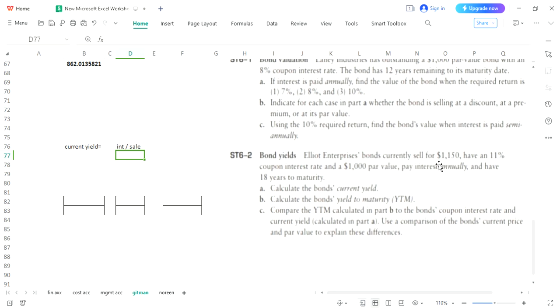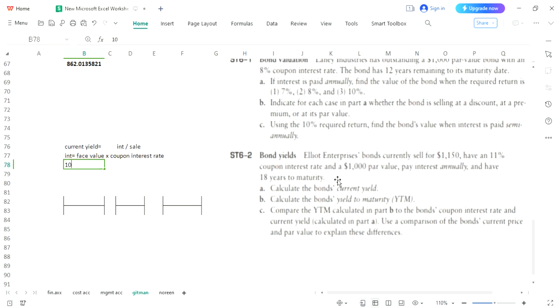So here you can see this is sale price, sell for 1150. This is your sale price. Have an 11% coupon interest rate. We have got the rate. Now we will be able to calculate our interest. So as you know, to calculate interest, you will have to apply this percentage upon face price. Now see how much face price is. 1000 par value is mentioned over here.